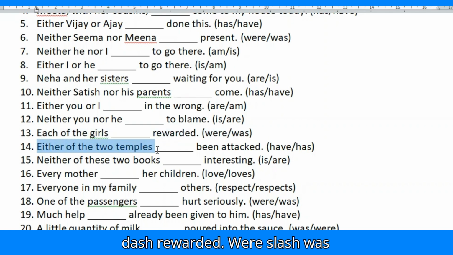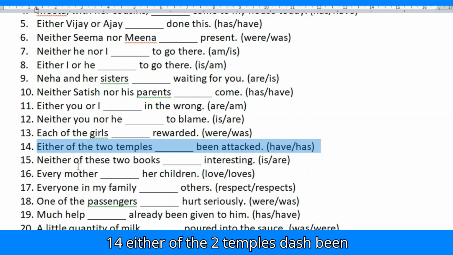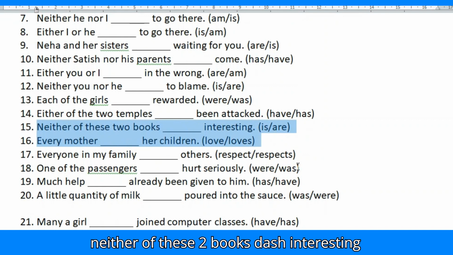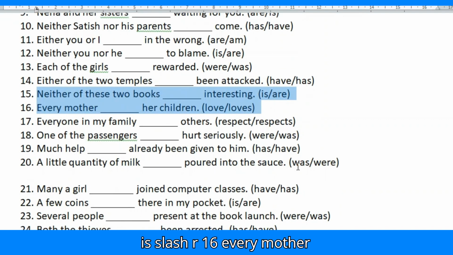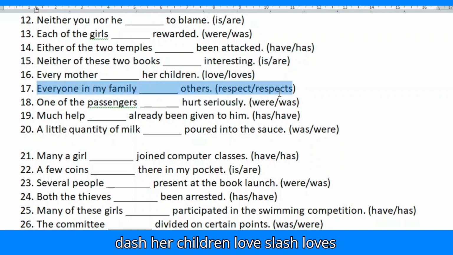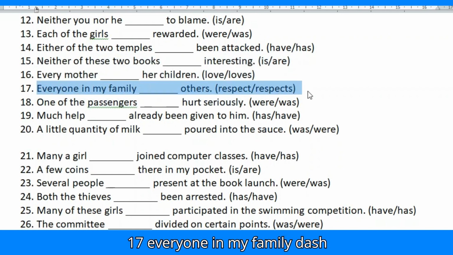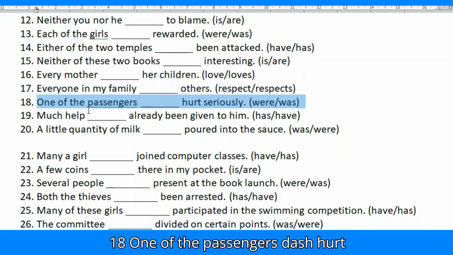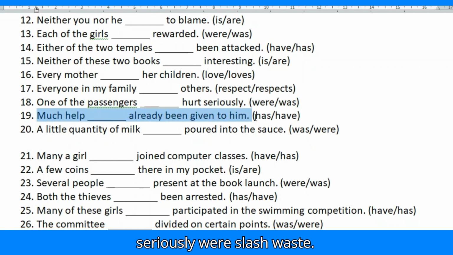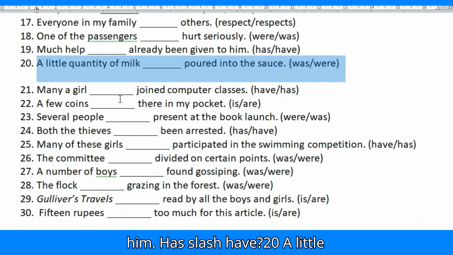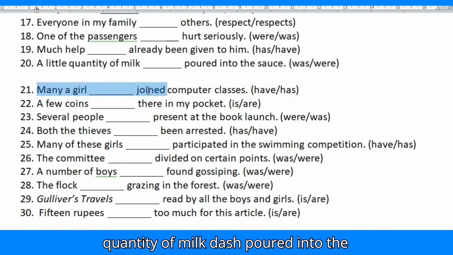Were/was. 14. Either of the two temples been attacked. Have/has. 15. Neither of these two books interesting. Is/are. 16. Every mother her children. Love/loves. 17. Everyone in my family others. Respect/respects. 18. One of the passengers hurt seriously. Were/was. 19. Much help already been given to him. Has/have.